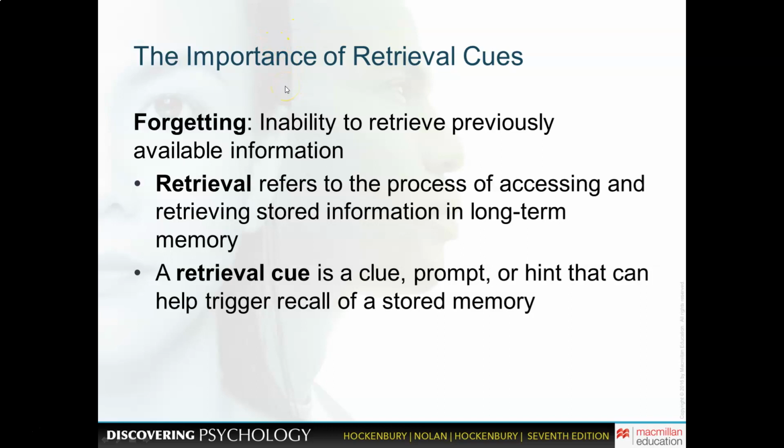Okay, so basically when we forget something, that's the inability to retrieve. Remember, retrieval is the process of accessing and retrieving stored information that happens to be in our long-term memory. So a retrieval cue is a clue, a prompt, or a hint that can help trigger the recall of a stored memory. Hope that helps.